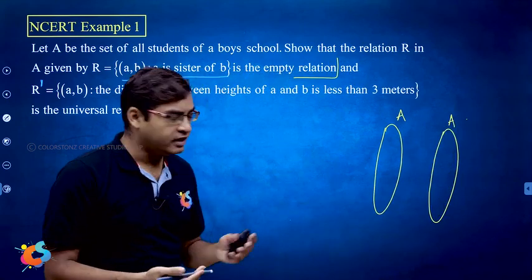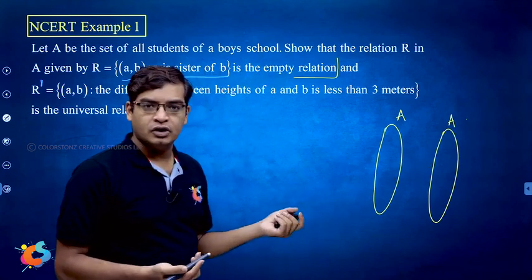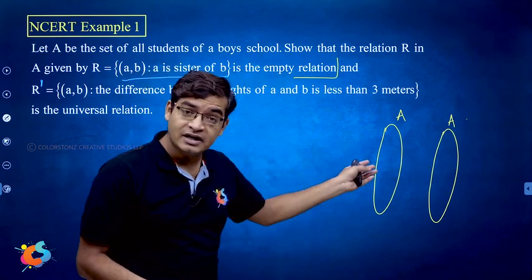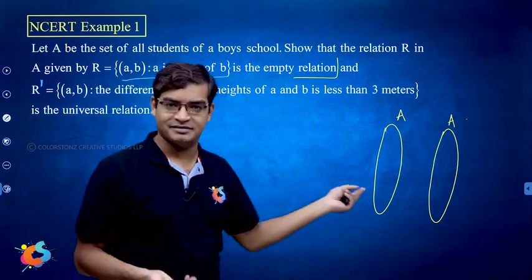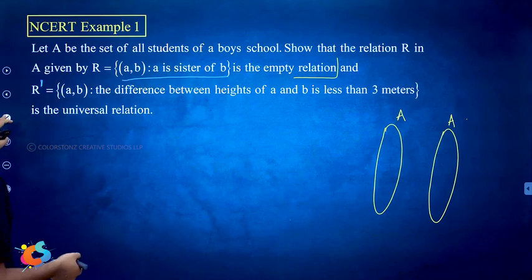So the mapping can be done if A is a sister of B. So how can you find sister? Means all are boys, right? So how can you find sister of some element, right? So therefore, R will be an empty relation.